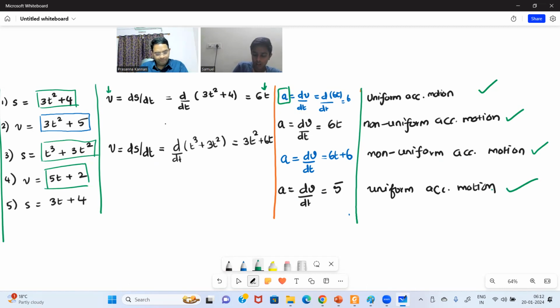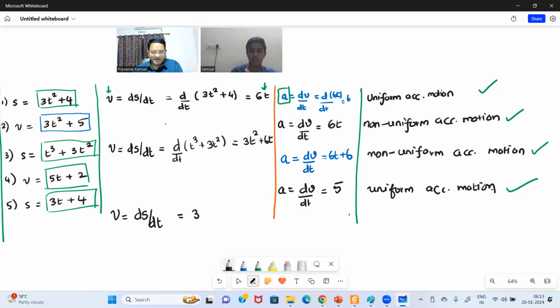Okay, next one. Your displacement is given. So what do you need to do? Differentiate to get velocity. Yes, you need to first differentiate to get velocity. So I got 3. 3 is constant. What is 3? 3 is for velocity. So velocity is 3, right? 3 units, 3 meters per second or whatever.